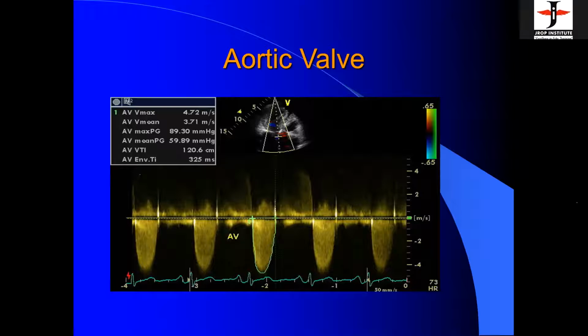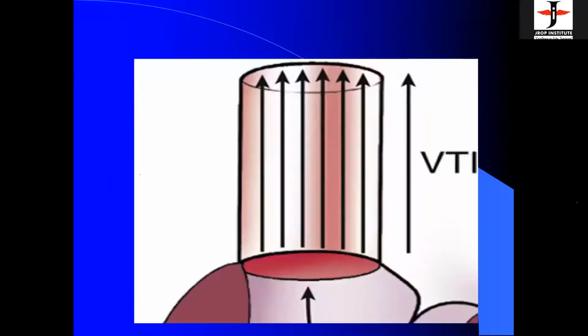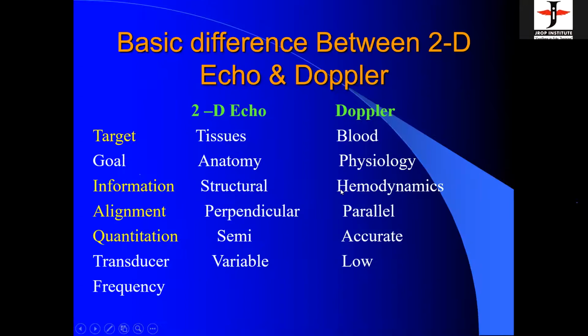And remember, you'll find this maybe difficult today, but over the next few lectures, you'll find it is very easy. So this is just a diagrammatic representation of the VTI, that this is the aorta, how many centimeters the blood travels in one stroke, that is calculated as a velocity time integral. Its importance will be told to you subsequently.